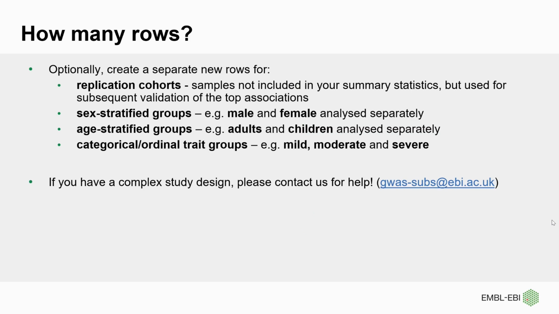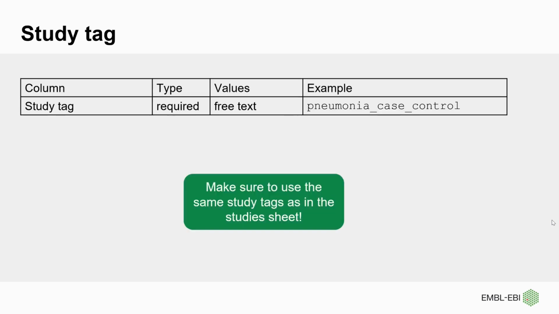Optionally, you can also create separate rows for replication cohorts, that is, samples that were not included in your summary statistics, but that were used for subsequent validation of the top associations, as well as separate rows for sex or age stratified groups that might be included, or for categorical or ordinal trait groups, such as mild, moderate, and severe cases. If you have a complex study design, please contact us for help.